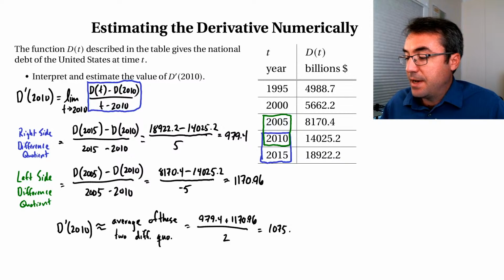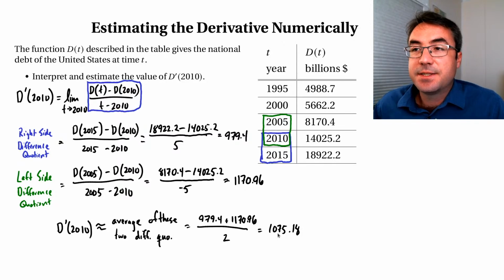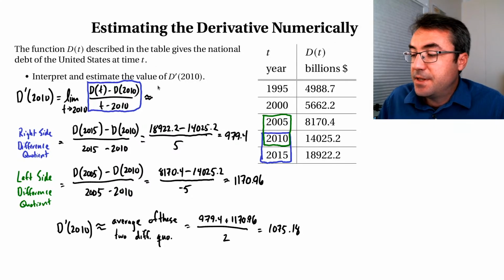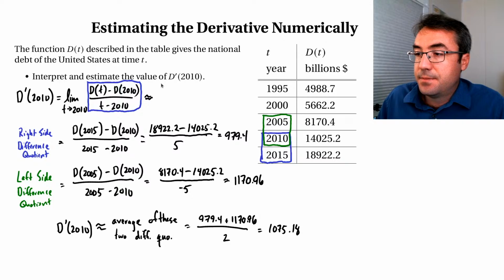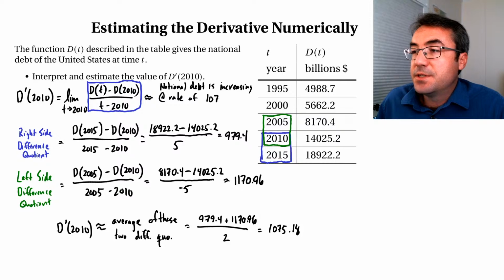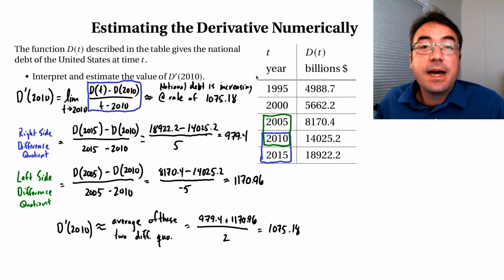We get 1,075.18. And what this value represents is that the national debt of the U.S. is increasing, or it was increasing, at a rate of approximately 1,075.18, and the units here are billions of dollars per year.